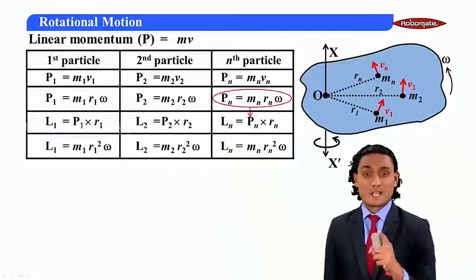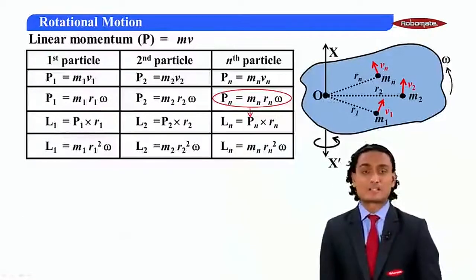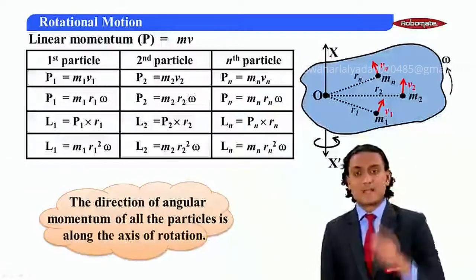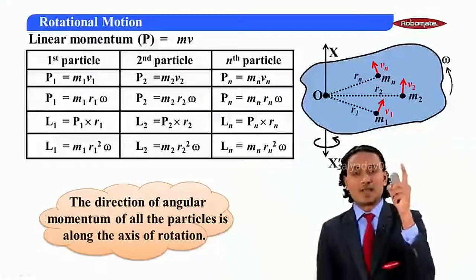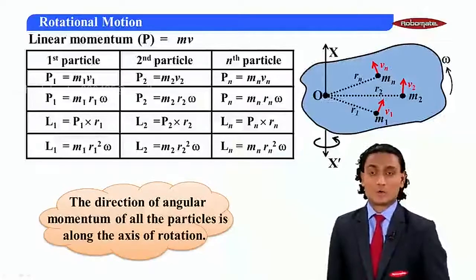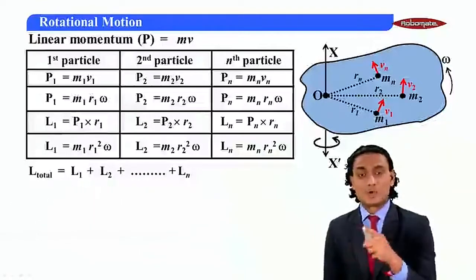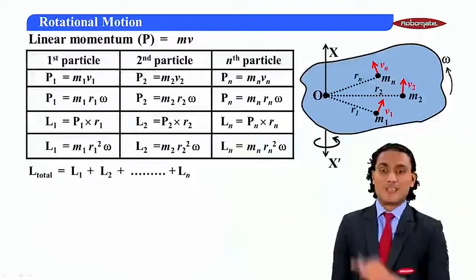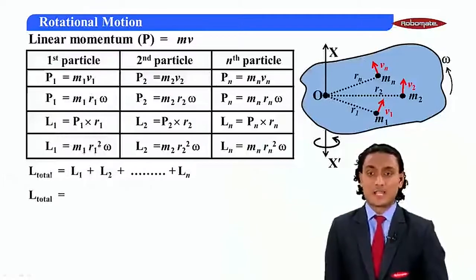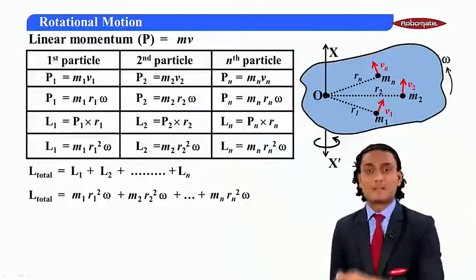Now students, angular momentum is a vector quantity. Now all these particles are moving in the anti-clockwise direction. So we can say that the angular momentum of all these particles is in the same direction. That is, all these particles will have the angular momentum along the axis of rotation. So then we can conclude the total angular momentum of all the particles is nothing but L1 plus L2 plus so on till Ln. So we can write L total as m1 r1 square omega plus m2 r2 square omega plus so on till mn rn square omega.